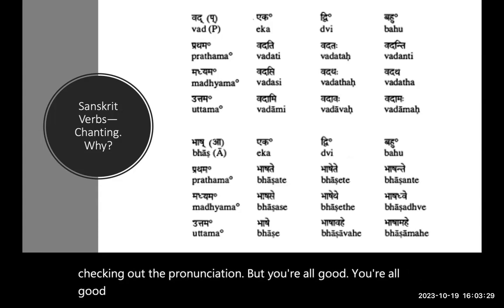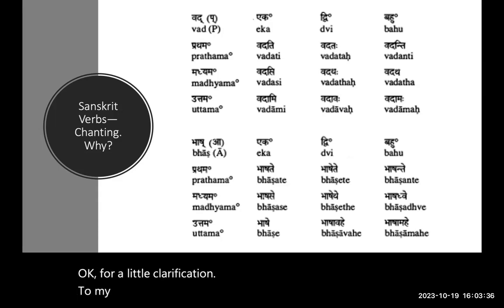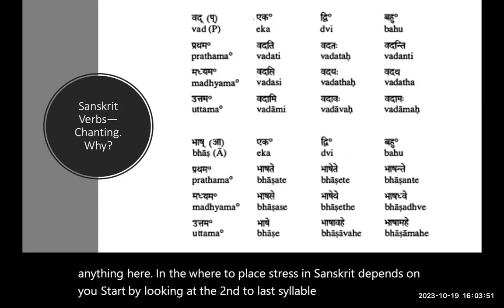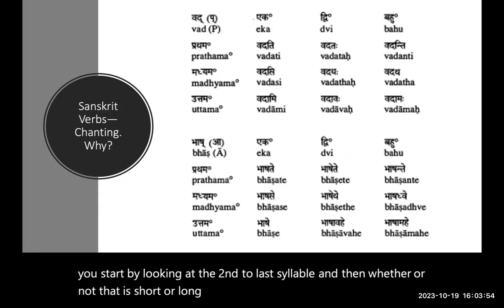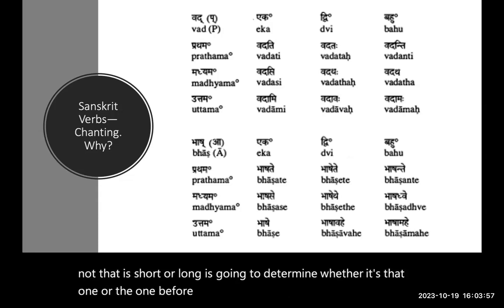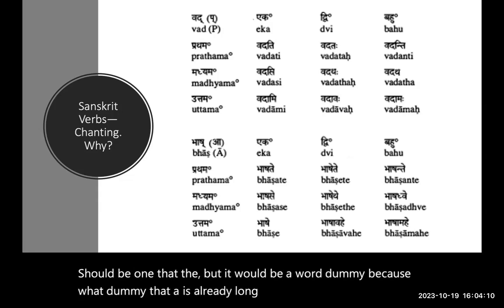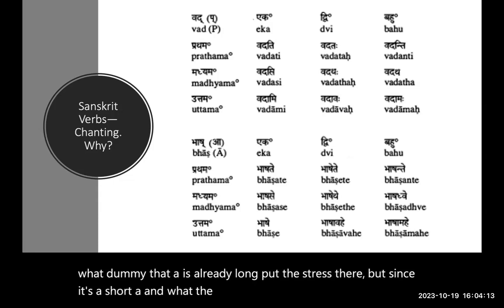Can I offer a little clarification? Sure. To my understanding, so please correct me if I'm missing anything here, where to place stress in Sanskrit depends on looking at the second to last syllable, and whether that is short or long determines whether the stress goes on that one or the one before it. So, for example, it should be vadati, but it would be vadāmi, because in vadāmi the A is already long, so you put the stress there, but since it's a short A in vadati, you put the stress on the va.